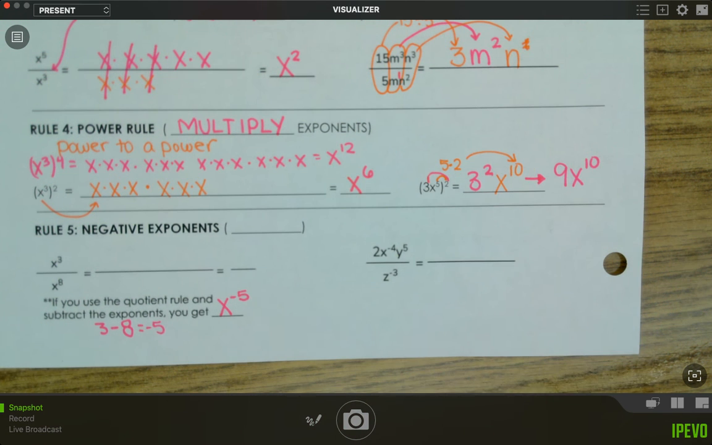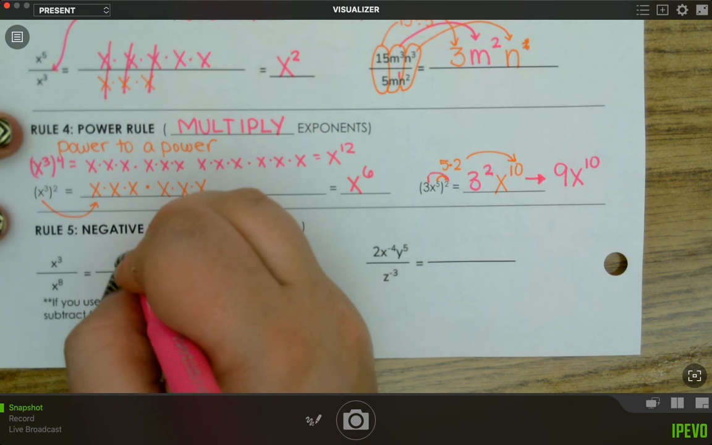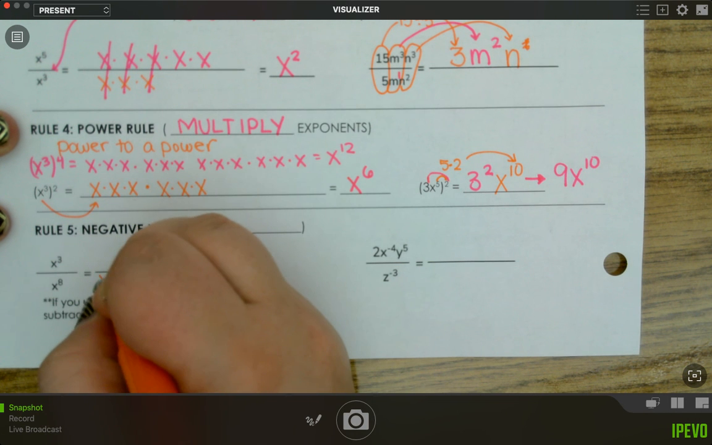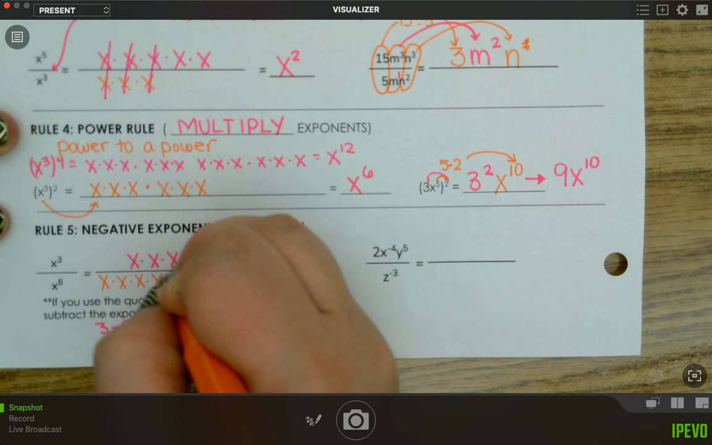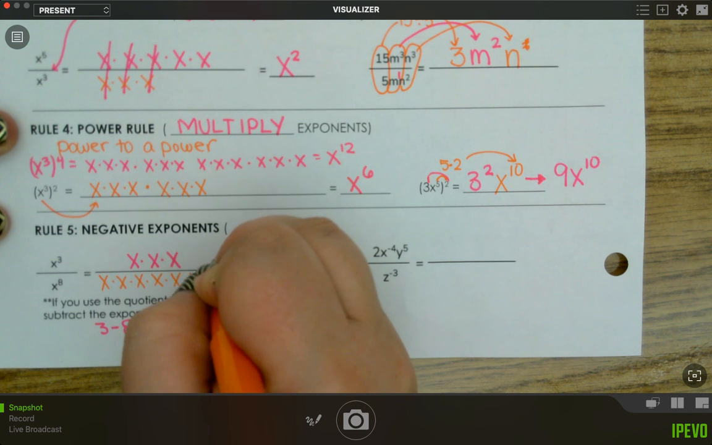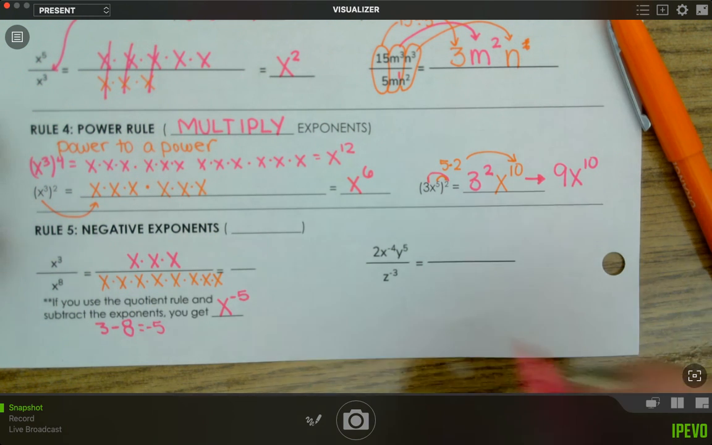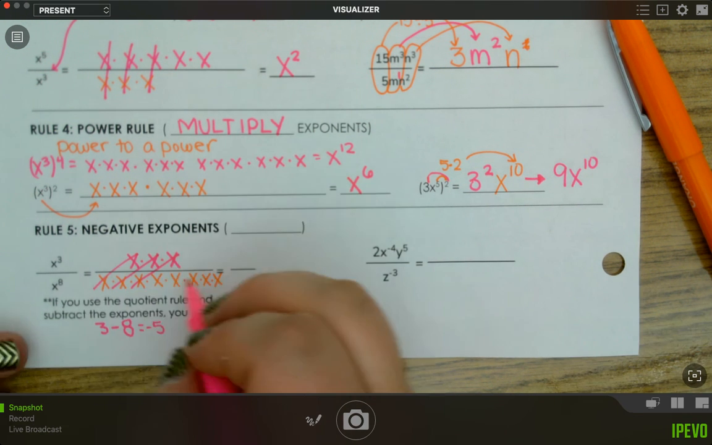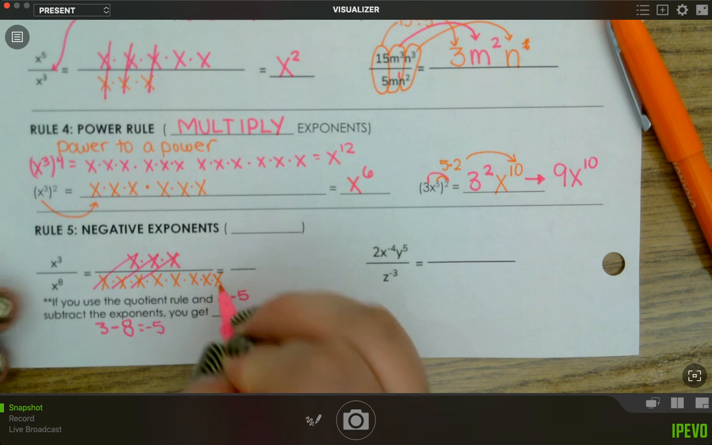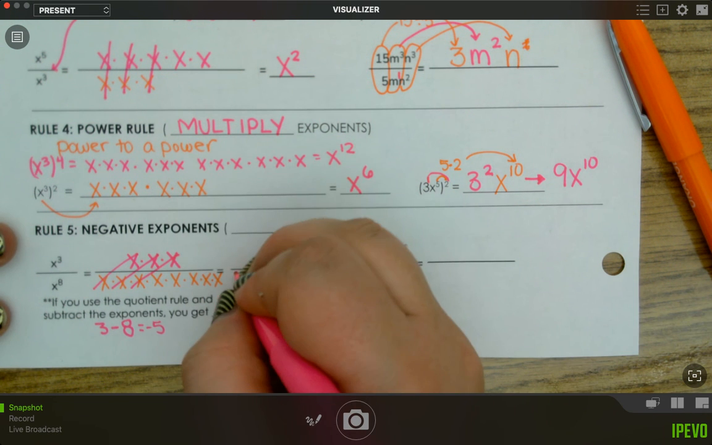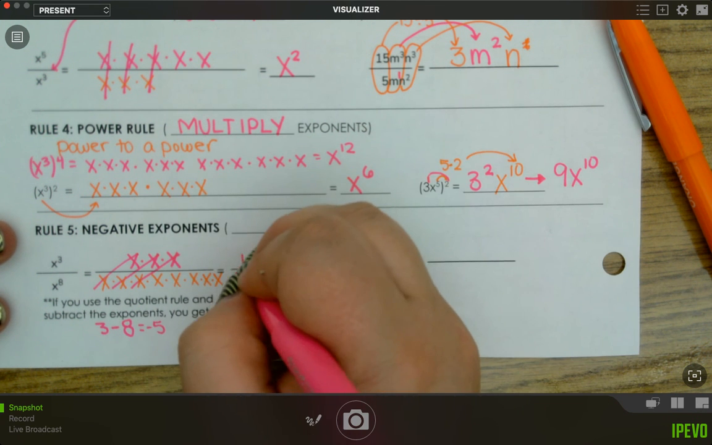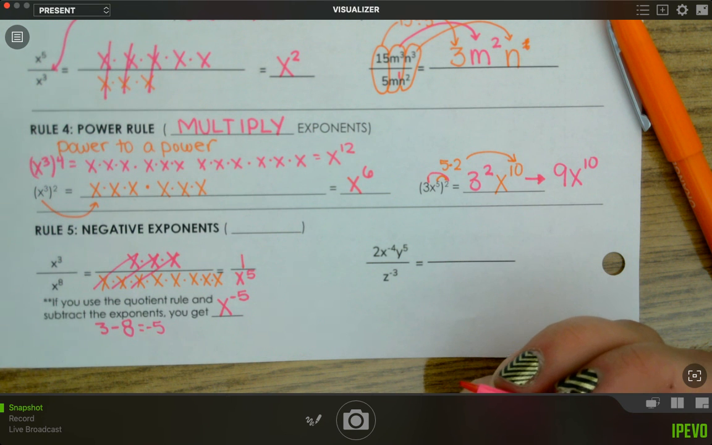But what happens when you have a negative exponent? Well, let's write the expanded form out and see what we can find. So really, this one has 3 x's on the top and 8 of them on the bottom. And I can cross some of them out if I want to. Here, here, and here. And I have 1, 2, 3, 4, 5. But look at where those 5 x's are. They're on the bottom. And if you don't have anything left on the top, you have to leave a 1. You can't just write nothing on the top.